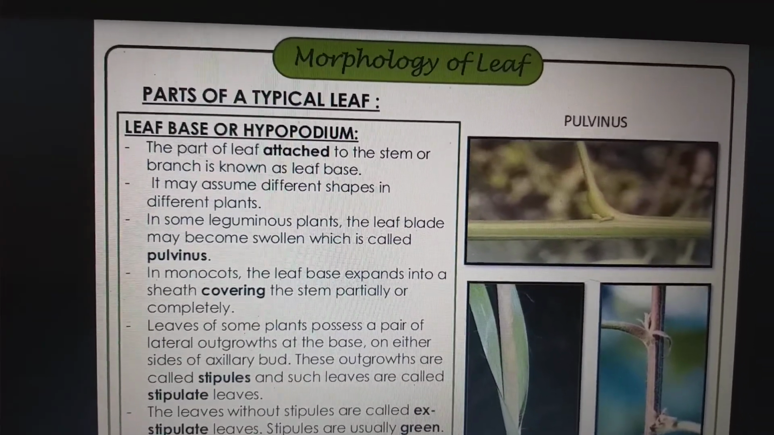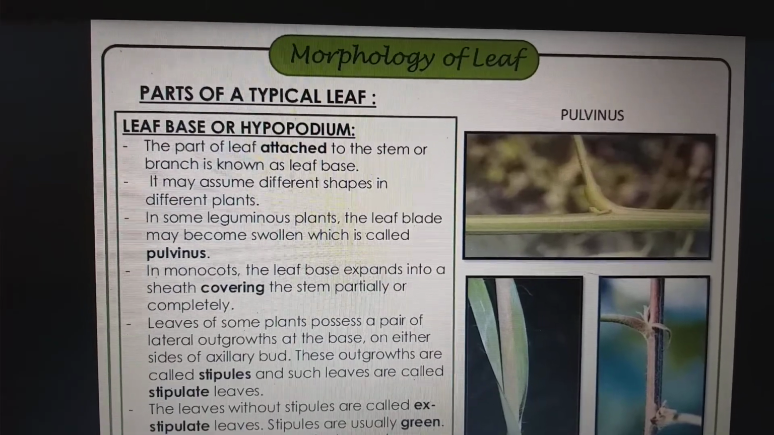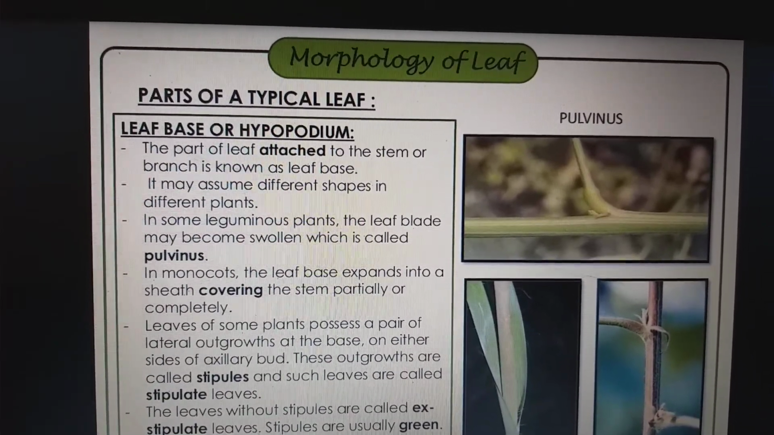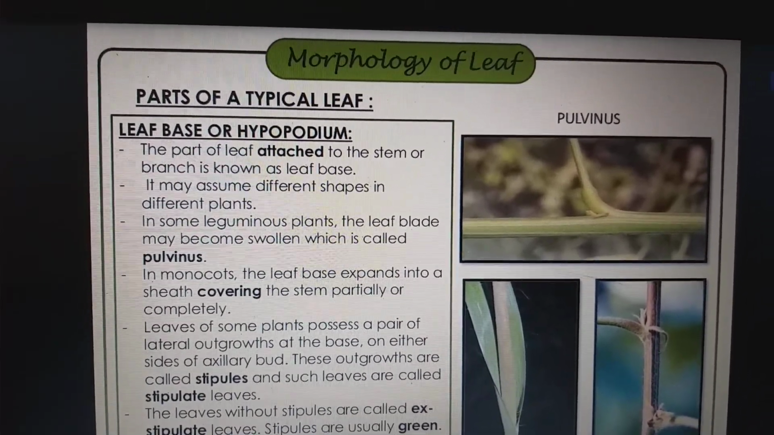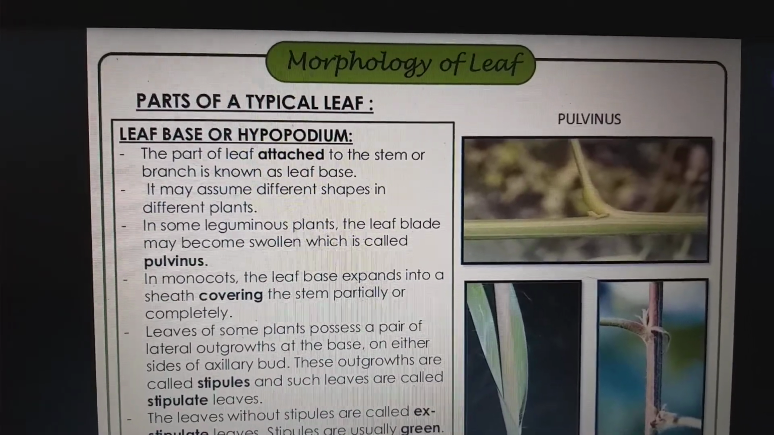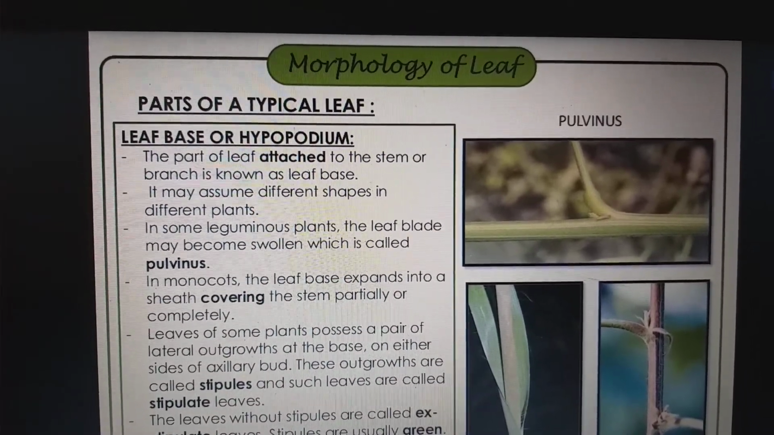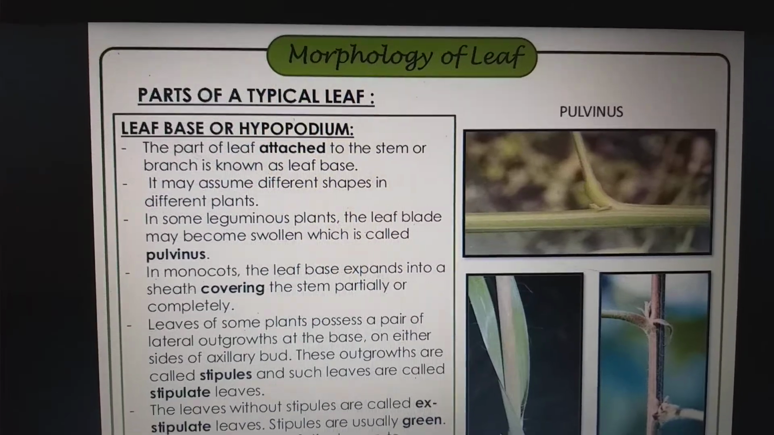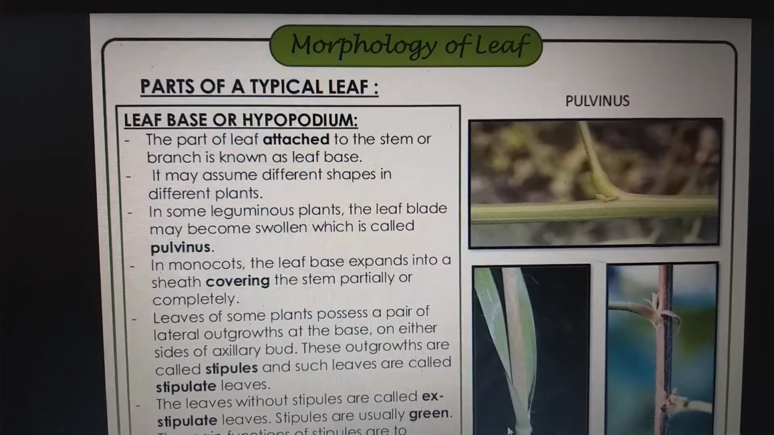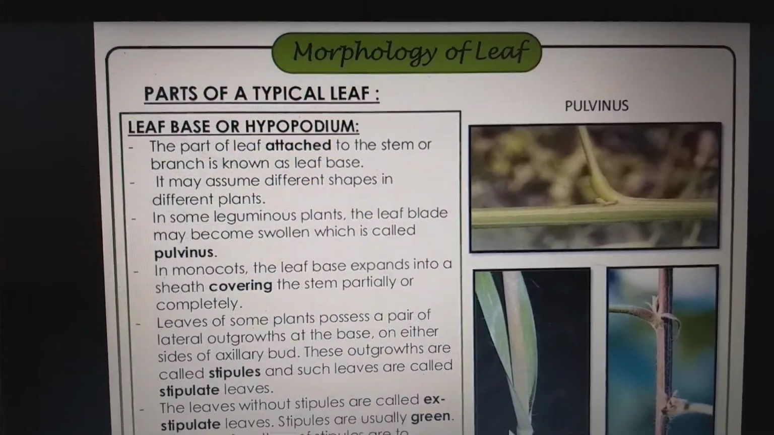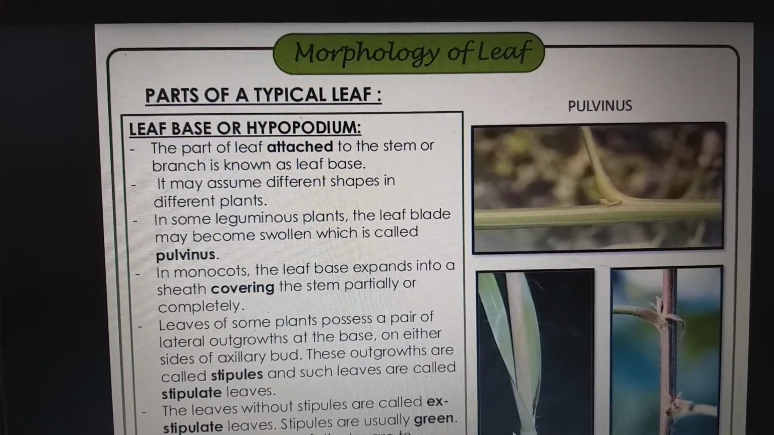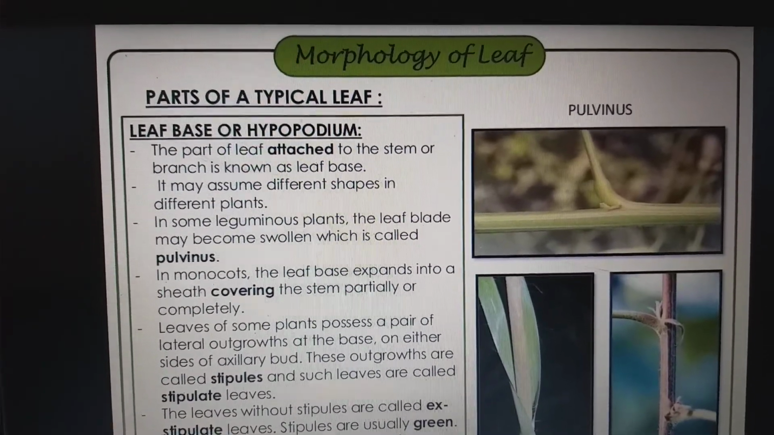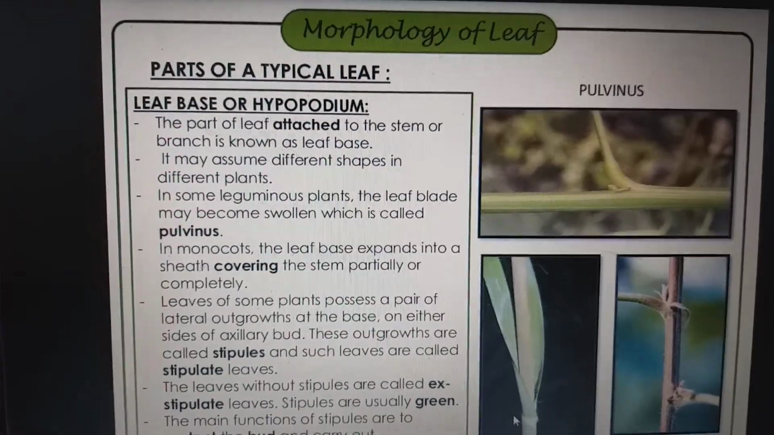The leaf of some plants possesses a pair of lateral outgrowths at the base, on either side of the axillary bud. These outgrowths we call stipules, and such leaves we call stipulate leaves, and the leaves without stipules we call exstipulate leaves. The stipules are usually green. The main functions of the stipules are to protect the bud and carry out photosynthesis.